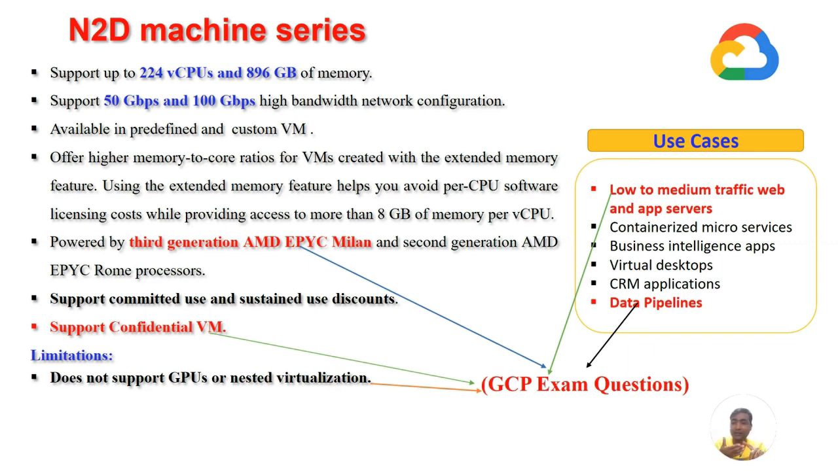And guys, if asked which machine series supports Confidential VM, then you just have to select the correct option, like the N2D machine series. Guys, as you can see here, the limitation of the N2D machine series is that it doesn't support GPU or nested VM.